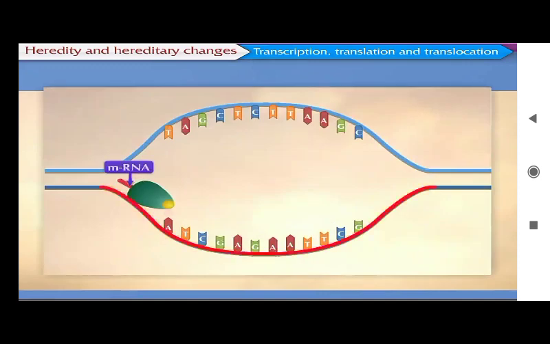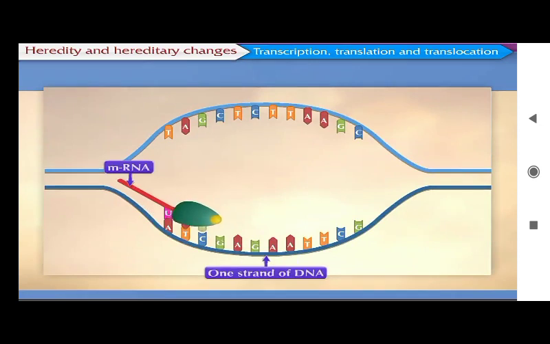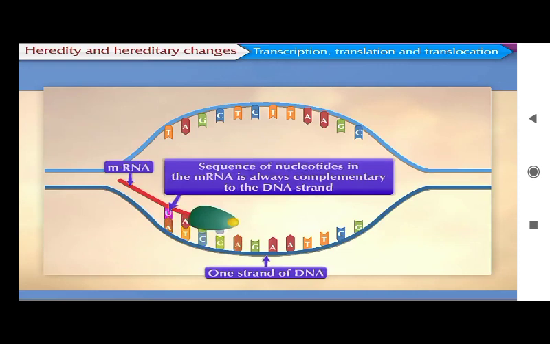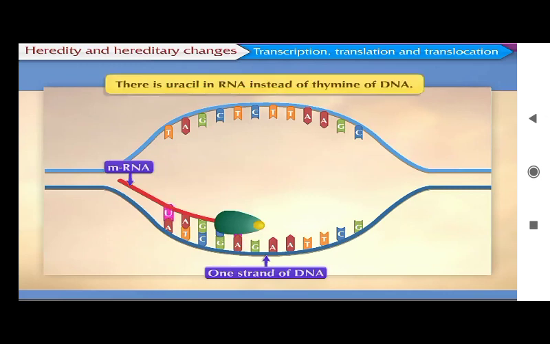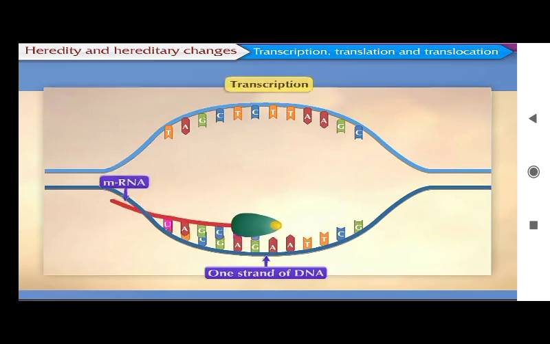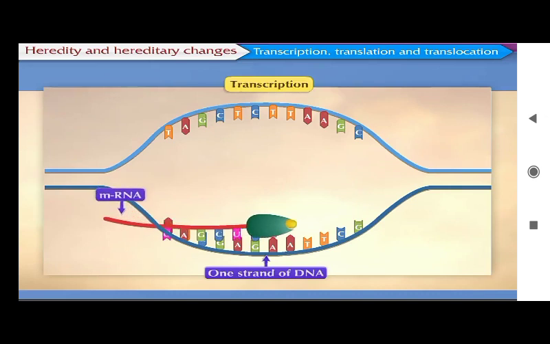mRNA is produced as per the sequence of nucleotides on DNA. Only one of the two strands of DNA is used in this process. The sequence of nucleotides in the mRNA that is being produced is always complementary to the DNA strand used for synthesis. Besides, there is uracil in RNA instead of thymine of DNA. This process of RNA synthesis is called transcription.